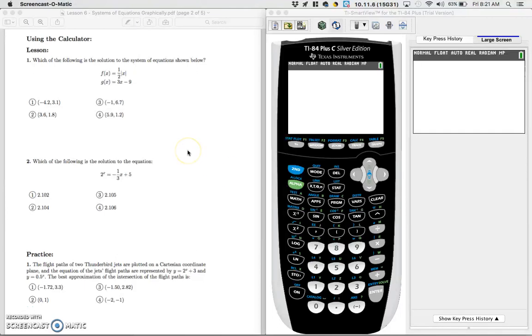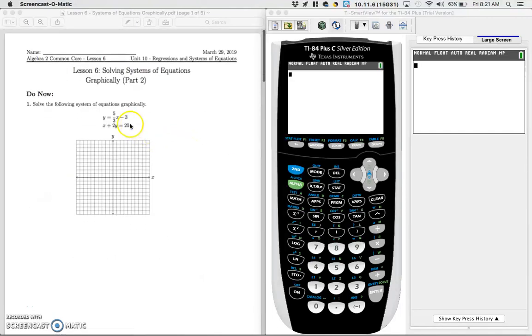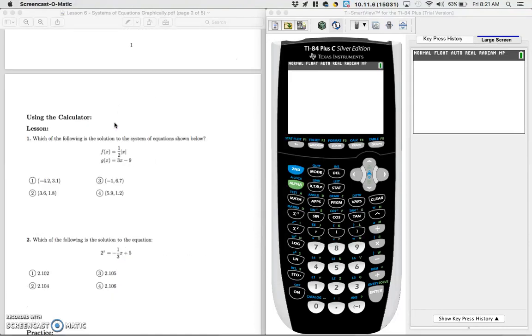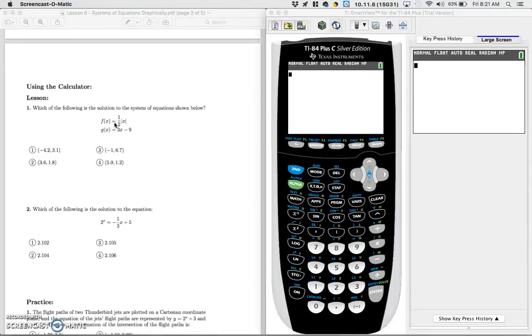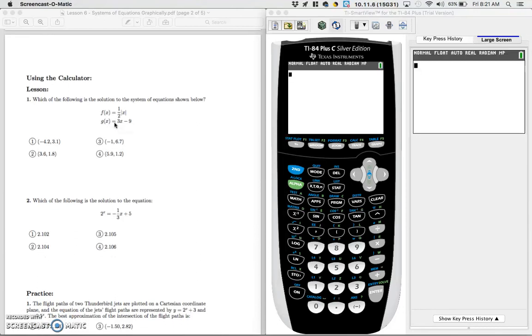So we saw that we can solve systems of equations graphically by hand when the equations are easy to graph, like lines. We can use the same technique to solve systems of equations that are harder to graph by graphing these equations on our calculator. So let's take a look at problem number 1. Which of the following is the solution to the system of equations shown below?